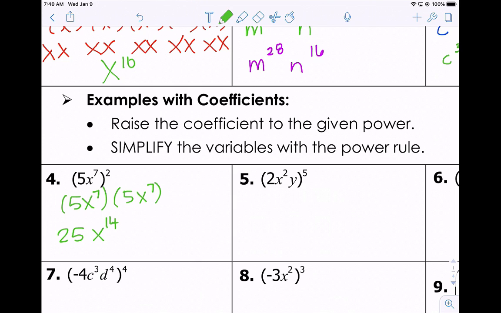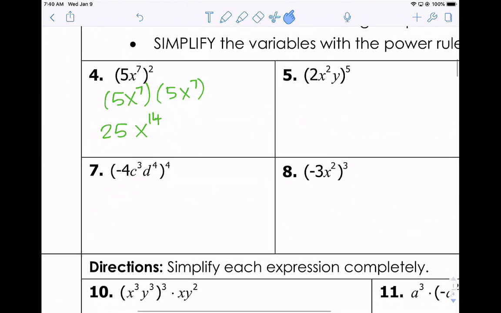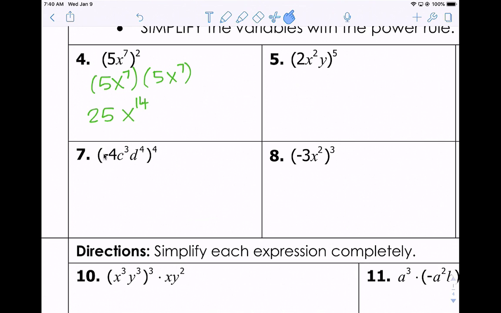All right, so I'm going to go down this row and then we'll do some more in class together. So number 7, we have -4 c cubed d to the 4, all of that to the 4th power. So this is going to be really important. This -4, anytime you have a negative, you're definitely probably going to want to use your calculator. And then you have to put it in parentheses. So -4, we're going to raise to the 4th power.